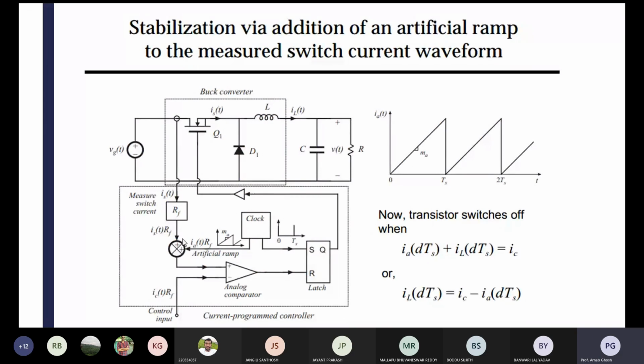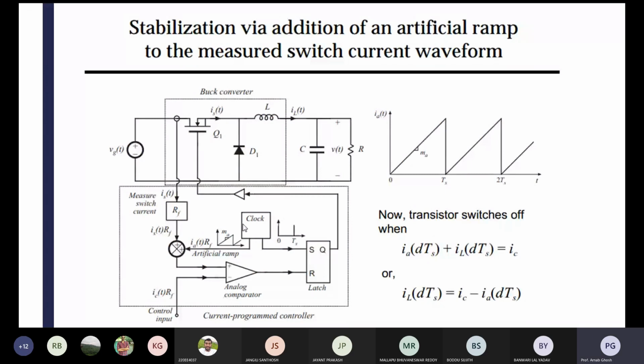Now you are getting that inductor current pattern. So you can add another ramp. If you add another ramp in, it will look like that. Okay, the ramp is there, with your current clock.